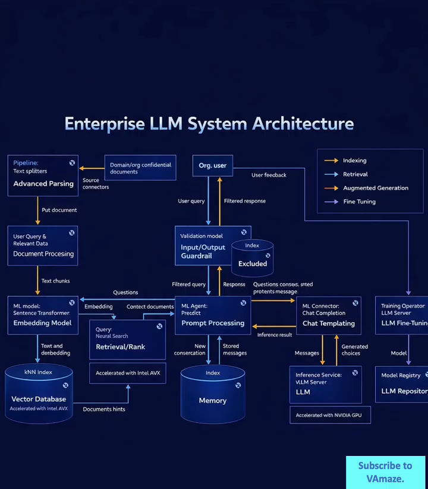Three critical architectural principles. First, separation of concerns. Indexing, retrieval, generation, and fine-tuning are independent modules you can upgrade separately. Second, security by design. The guardrail isn't an afterthought, it's a core component that every query and response passes through. Third, hardware-optimized performance, using the right accelerator for each workload rather than forcing everything onto GPUs.